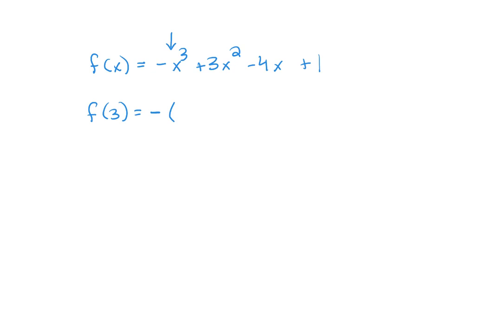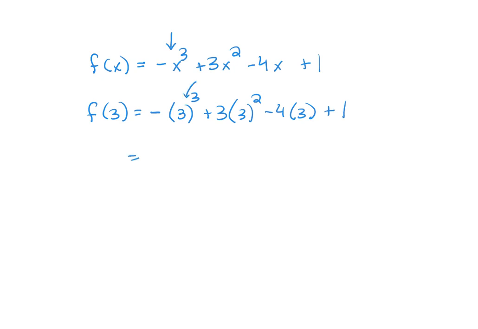Okay, one more example of that same idea. F of x equals negative x to the third plus 3x squared minus 4x plus 1. Be careful with a negative in front. We're going to find f of 3. So what that means is this negative is going to stay out in front. I'm plugging a positive 3 into parentheses to the third power plus 3. And then 3 squared minus 4 times 3 plus 1.